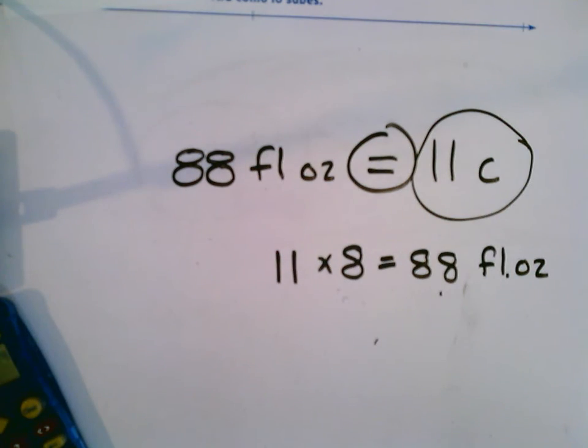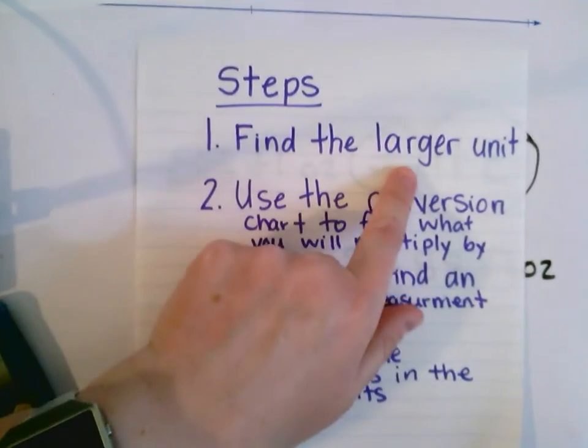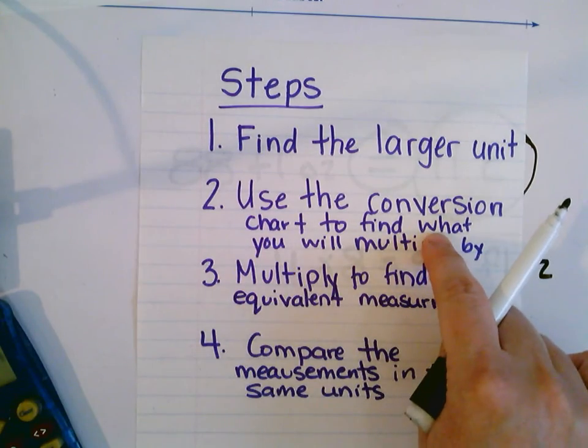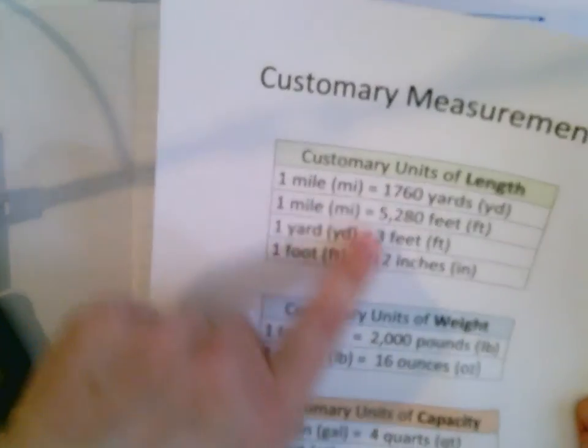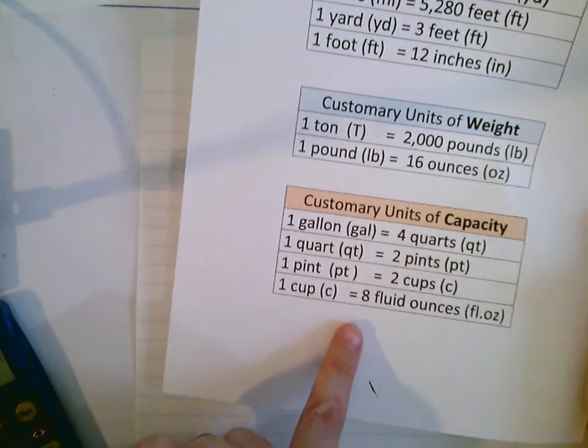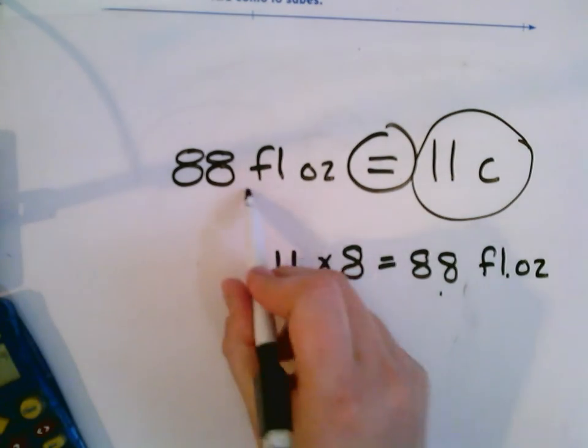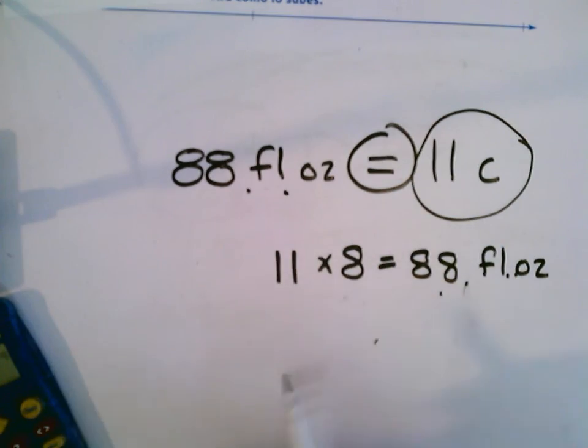So again, the steps are: find the larger unit. Then you're going to use your conversion chart to determine what you're going to multiply by. Then you're going to multiply to find your equivalent measurement, and then you're going to compare using the same units. All right, I'll do one more example in the next video.